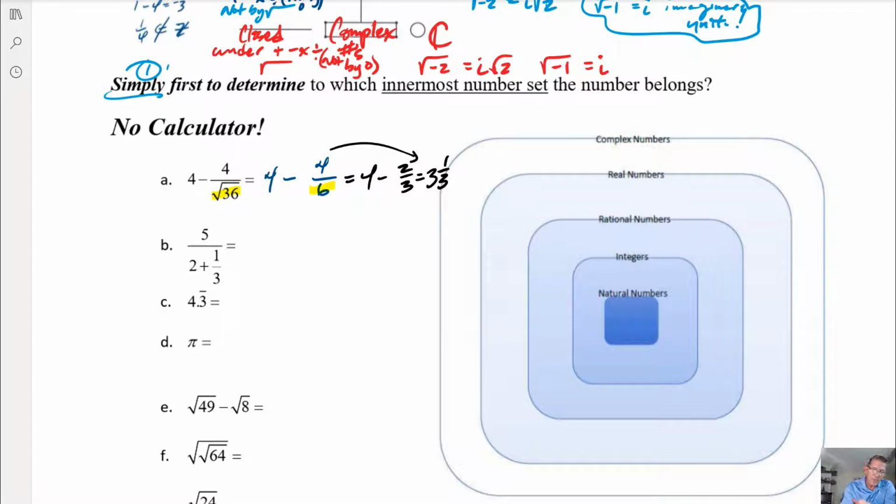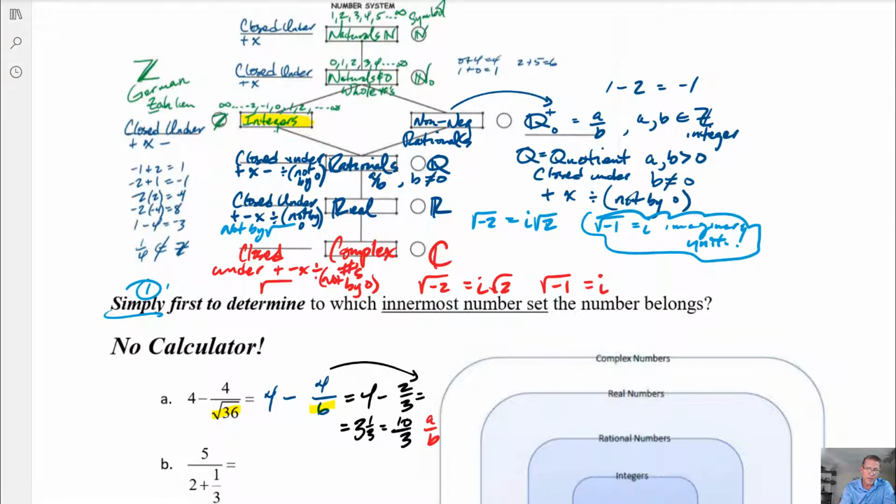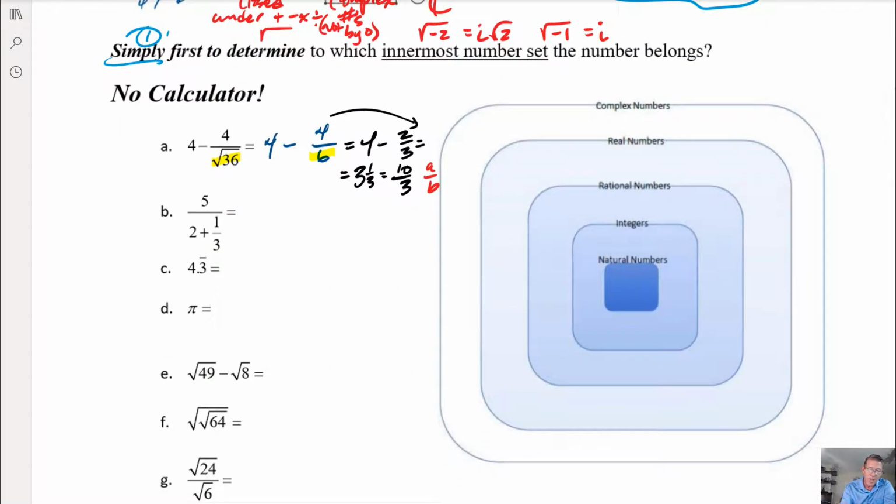Now 3 1/3, let me put it down here. If you change it to improper, 3 times 3 is 9, plus 1 is 10. So this is the same as 10/3. And that, my friends, is representative of the rational set. It's the ratio of two integers. 10 and 3 are integers. 10 divided by 3 is a ratio of two integers. And if you look up top, it's an example of the rational number set. So this is part A right here. A would be in the rational set. I can put 10/3 here, or I can label it A, whatever you want, but it'd be inside the rational set. The set of rationals.